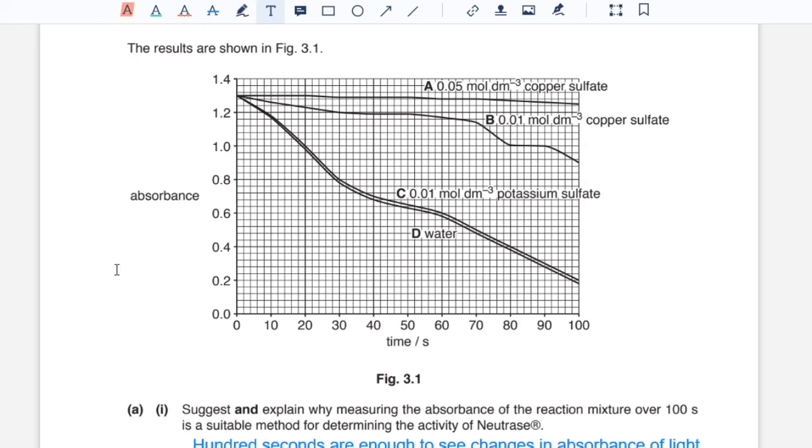much as it does in solutions C and D that do not contain copper sulfate, meaning that copper sulfate decreases the activity of nuclease, and the solution with higher concentration of copper sulfate, or A, reduces the enzyme activity more than solution B, which has a lower concentration of copper sulfate. And potassium sulfate does not decrease the activity much, as you can see that there is not much of a difference in solutions C and D, where D does not contain anything other than water, substrate, and the enzyme.